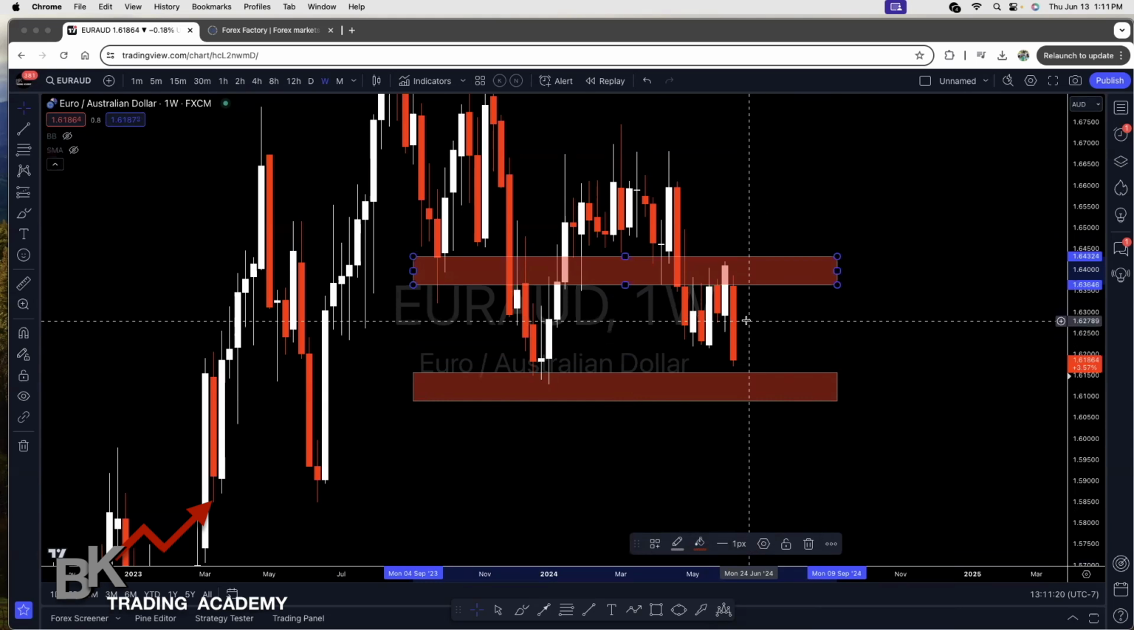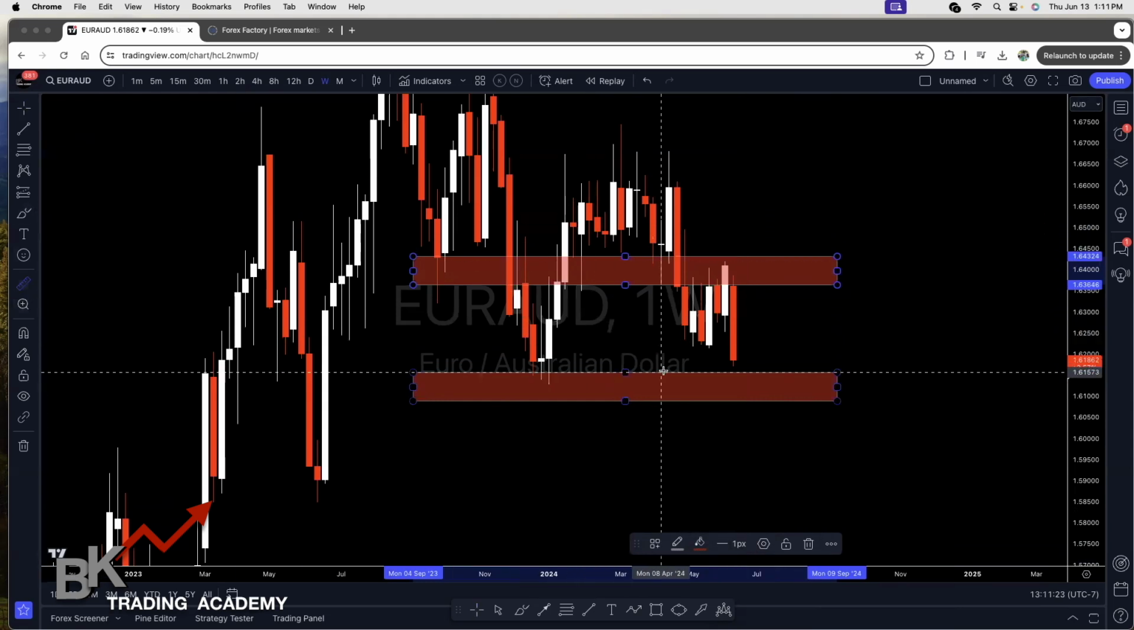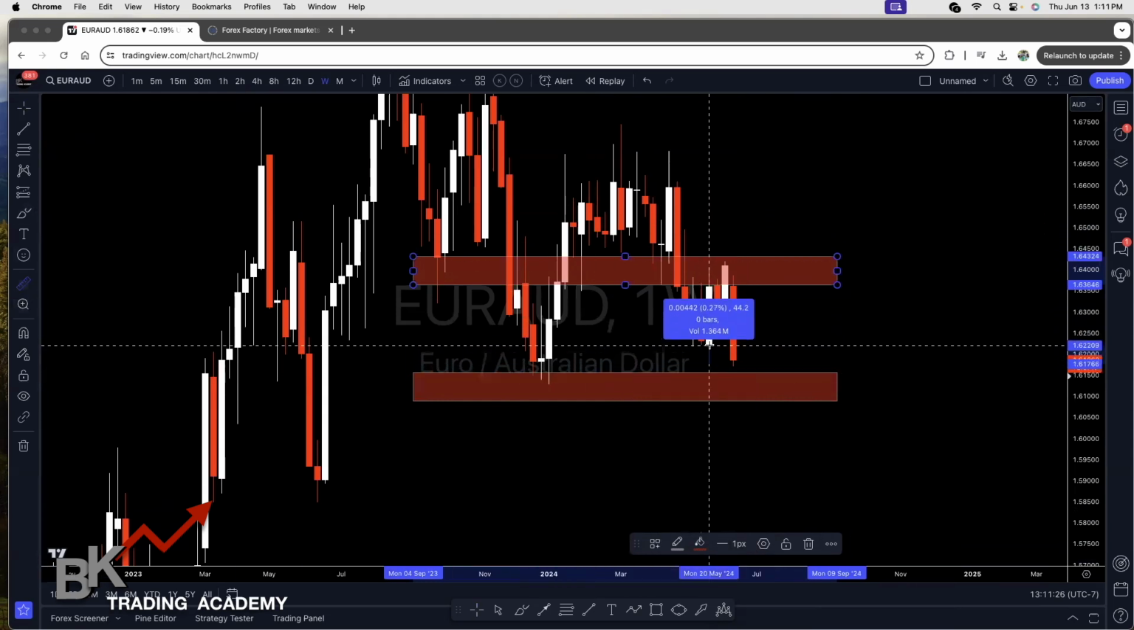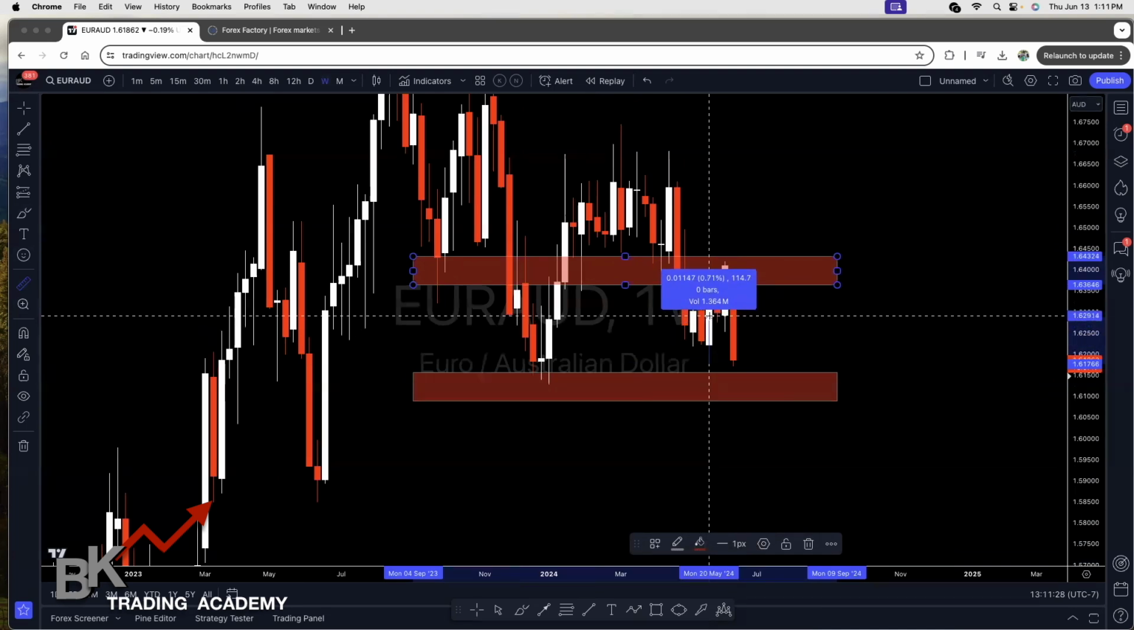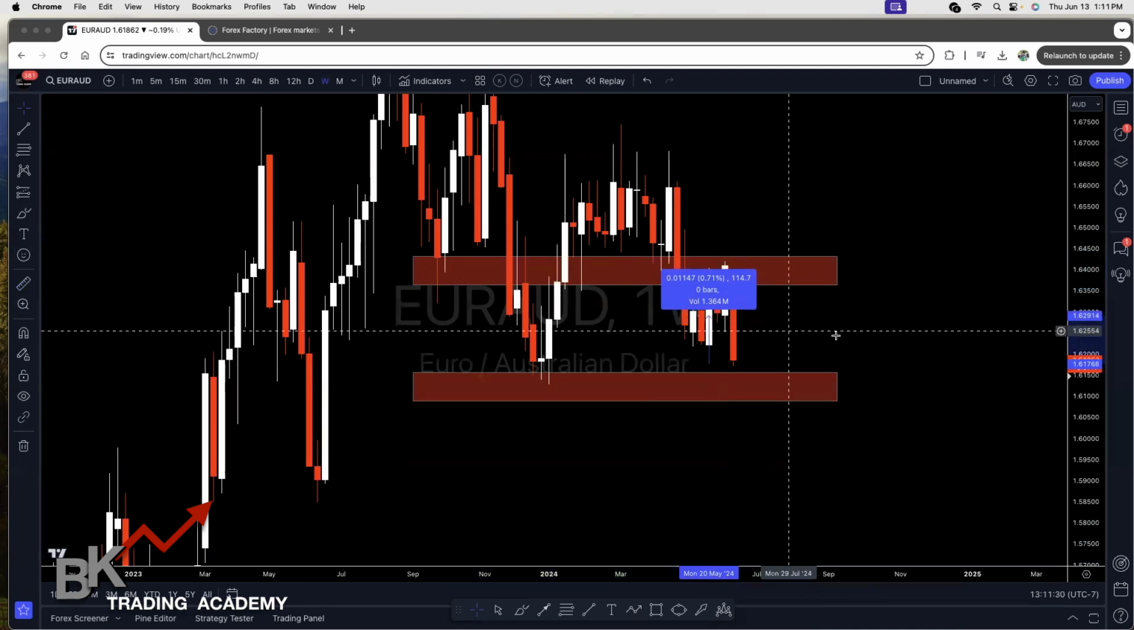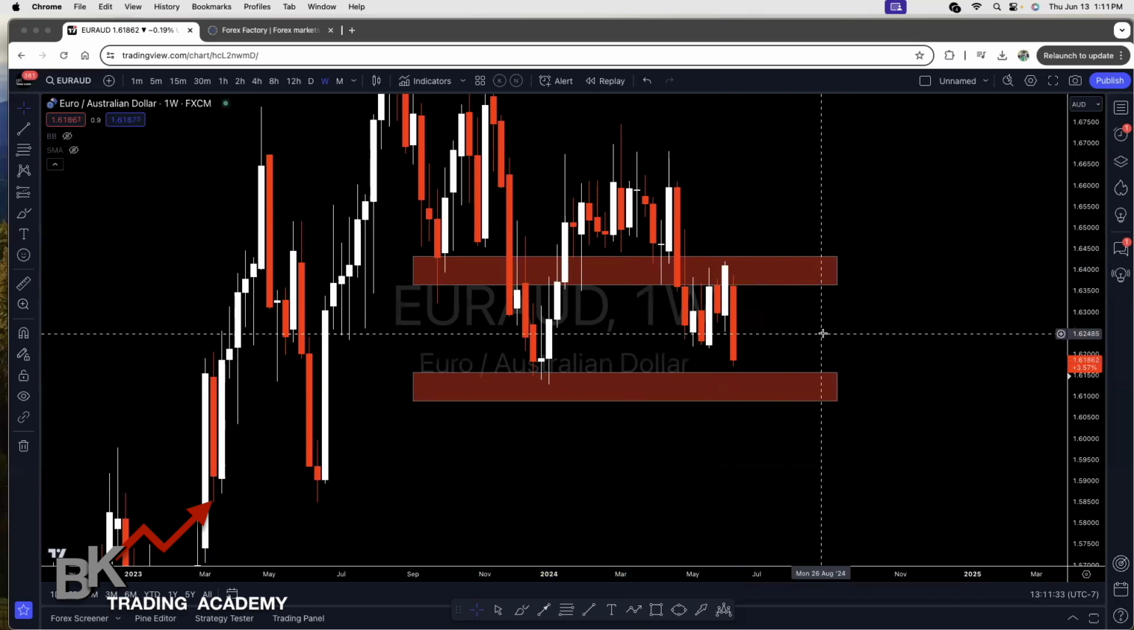So that would be about 1.62789. So measuring from about where price is now, and let's say up to about 1.62, even like 1.6290, that's about 114 pips. That's really good for a swing trade.